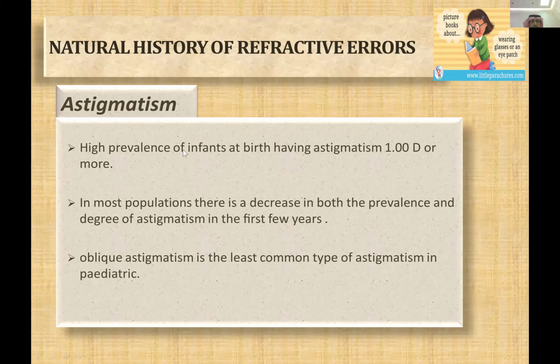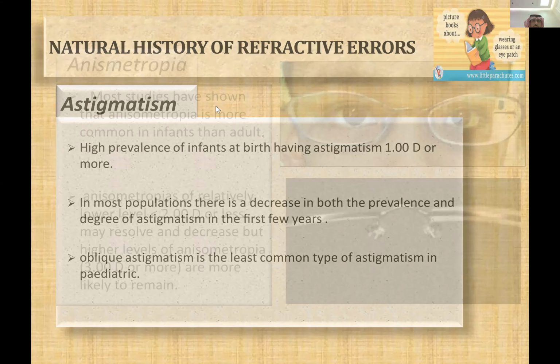In case of astigmatism, there is a high prevalence of infants at birth having astigmatism of 1 diopter or more. In most populations, there is a decrease of both the prevalence and the degree of astigmatism in the first few years of life. Here, it is very important to notice that oblique astigmatism is the least common type of astigmatism in pediatrics. So oblique astigmatism is a risk factor for amblyopia, and we have to take this into consideration.